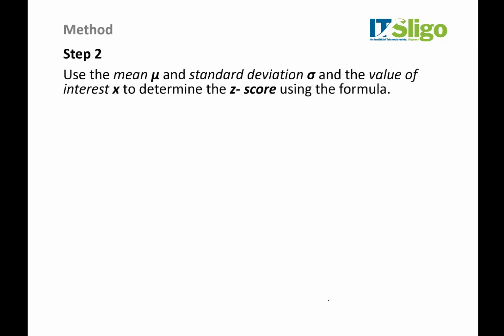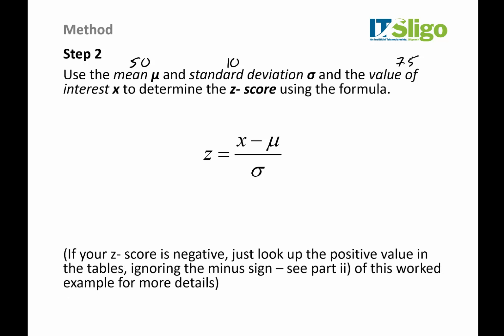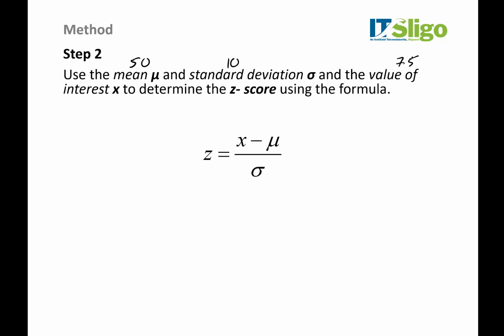So we use our mean and standard deviation. The question will always tell you these. The value of interest is 75. And then we use our formula. If your Z score is negative, just look up the positive value. Remove the negative sign, look up the positive value. But we'll see this in the next example, so we won't worry about that too much at the moment.